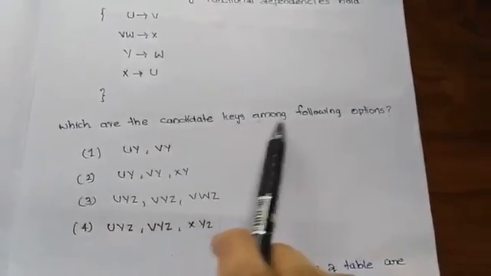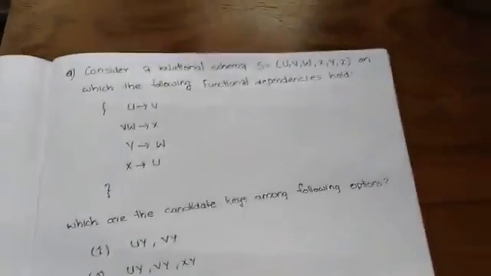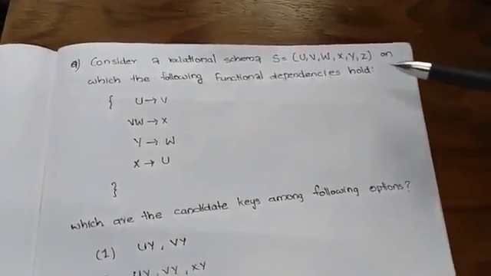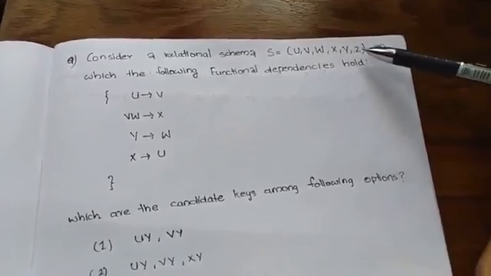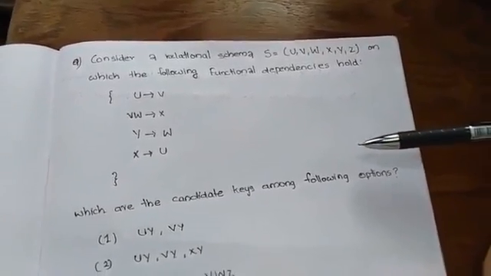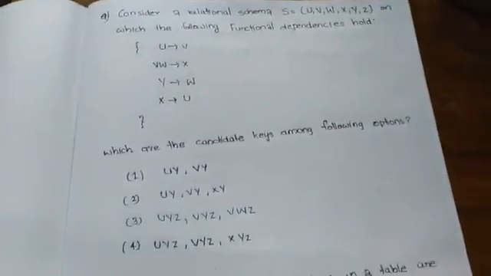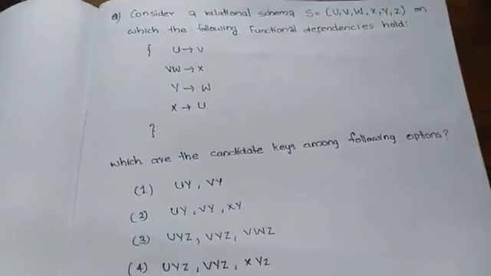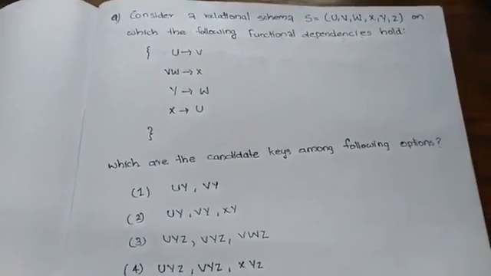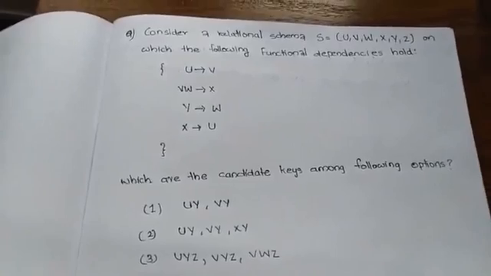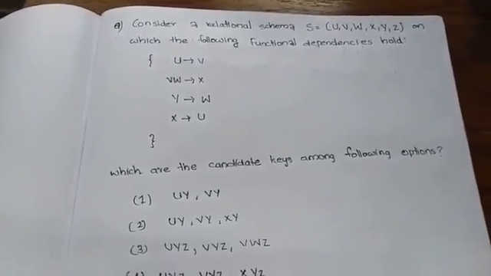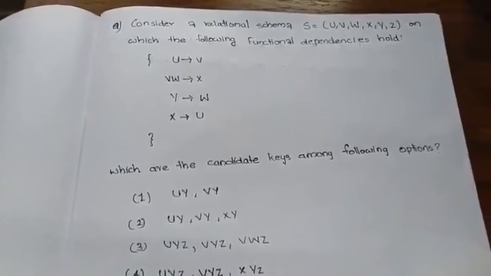So, we are going to find out the answer. They are asking for candidate key among the following options. The given relational schema contains U, V, W, X, Y, Z, that is 6 attributes in relational schema S. And they have provided 4 functional dependencies. In order to find the candidate key, we first have to determine which are the attributes at the right hand side of the functional dependencies.